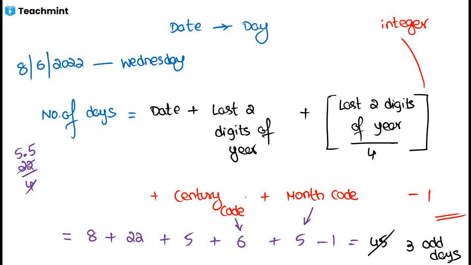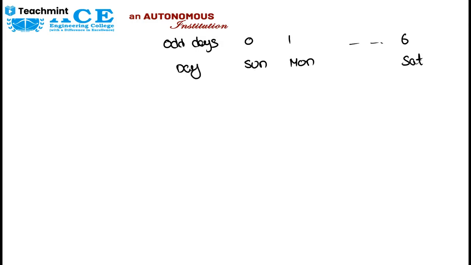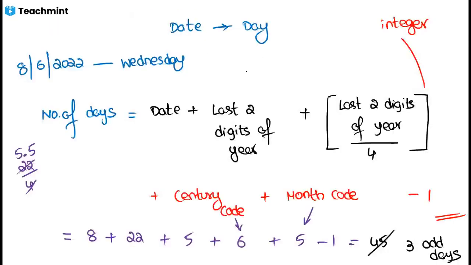Now listen, if the number of odd days is 0, it's nothing but Sunday. If the number of odd days is 1, Monday, and so on; 6 means Saturday. Now we got odd days as 3, so clearly it's Wednesday. Now, sir, what about the century code and month code? Apart from those two remaining factors, I hope you understand.